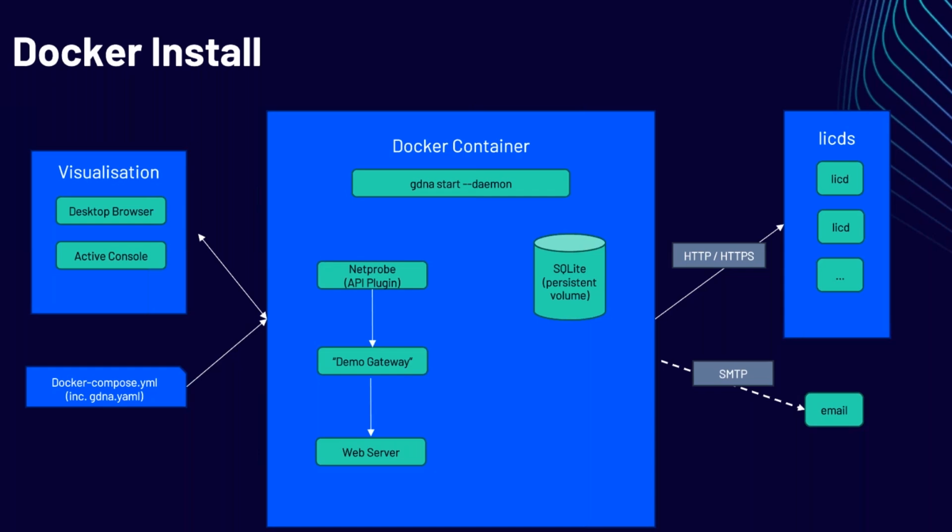We have the Docker container itself running the GDNA start daemon, and that simply connects to the Netprobe via the API plugin. It creates a demo gateway. Why is it demo? Because you don't need a license for it. Again, we're trying to make this as simple as possible, and it then spins up its own web dashboard. It also has an SQLite running in the background. That's what we need to aggregate, as you can imagine, all the large amounts of data that we're pulling in. We're doing a lot of functions on them and aggregating them into those data views that you then see either in Active Console and or in the dashboard.